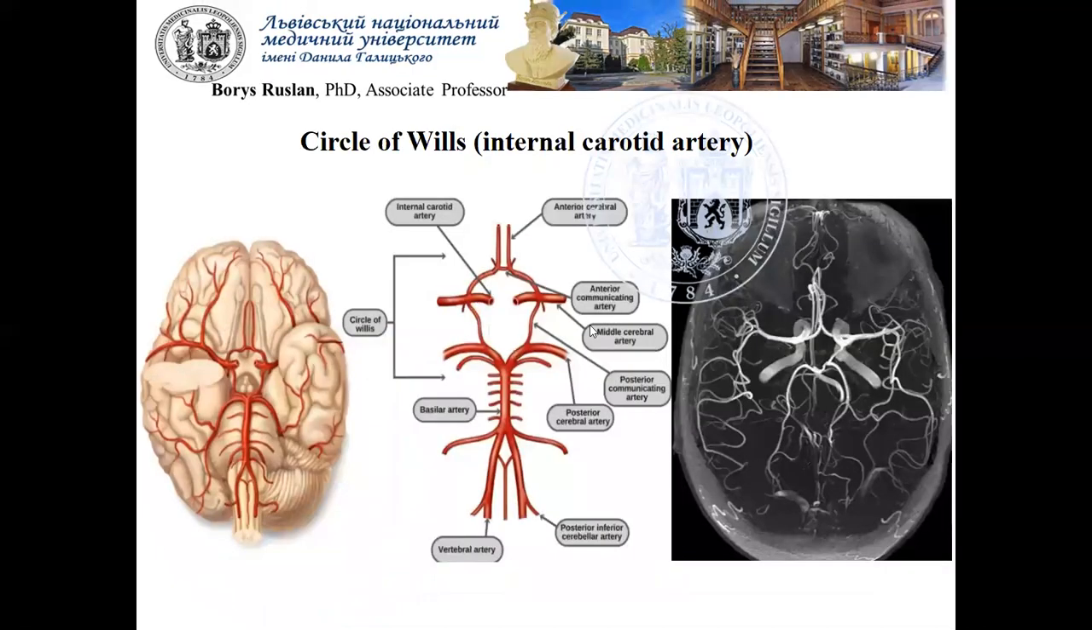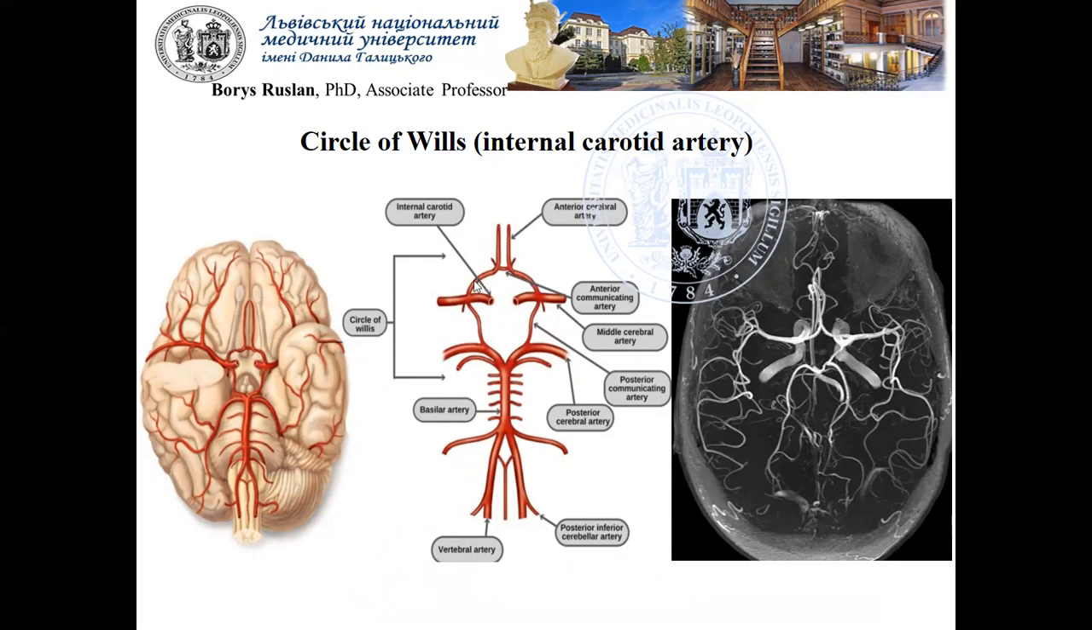Okay, so now the internal carotid arteries, right? They form the circle of Willis, the blood supply of the brain. Good. The circle of Willis consists of 9 arteries, located around the hypophysis. The hypophysis is a part of the hypothalamus, right? So this circle has 9 arteries, paired and unpaired.